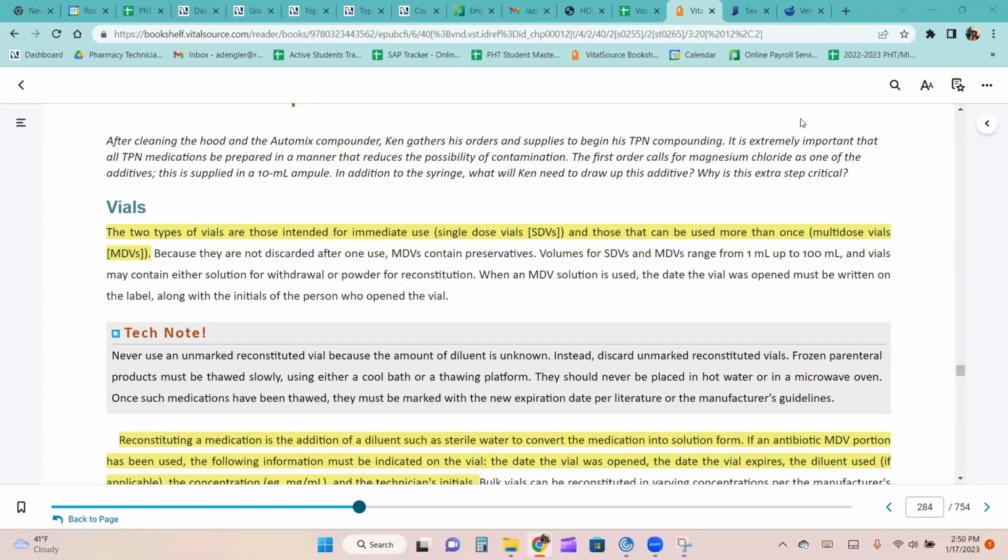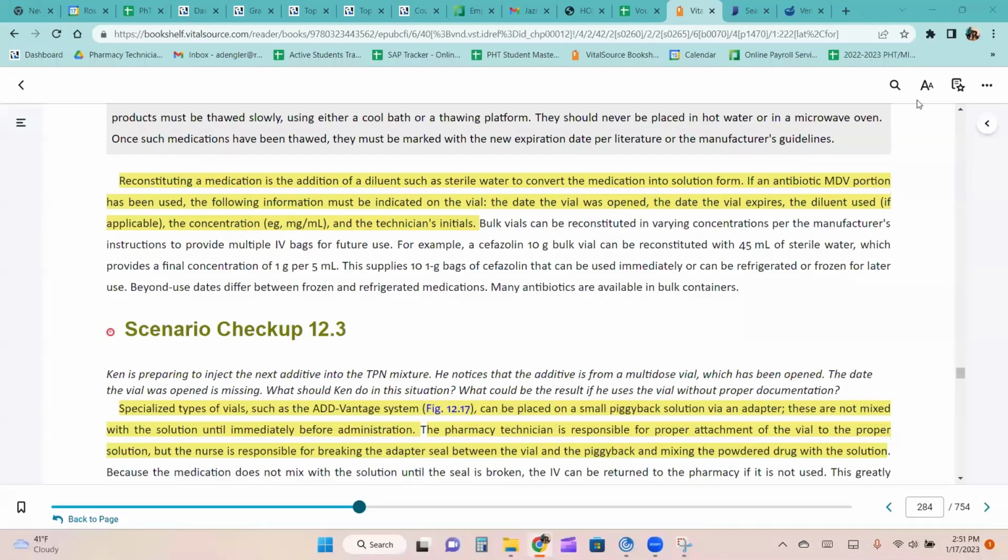The two types of vials are those intended for immediate use, single dose vials, and those that can be used more than once, multi-dose vials. Reconstituting a medication is the addition of diluent such as sterile water to convert the medication into a solution form from powder. If an antibiotic MDV portion has been used, the following information must be indicated on the vial: the date the vial was opened, the date it expires, the diluent used, the concentration, and the technician's initials.